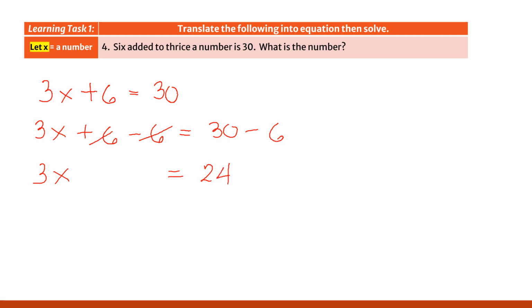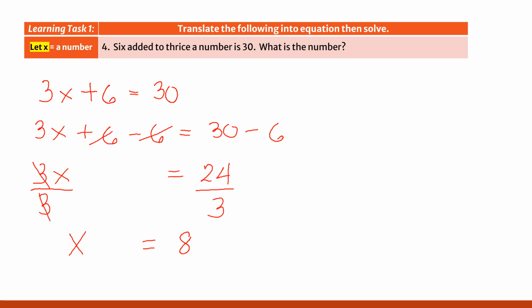Okay? So the numerical coefficient of x this time ay 3. To remove this numerical coefficient, apply division property of equality. Ibig sabihin, divide your new equation by 3. So by 3. So, cancel the numerical coefficient. Ang matitira natin ay x. And then, 24 divided by 3, the answer is 8.